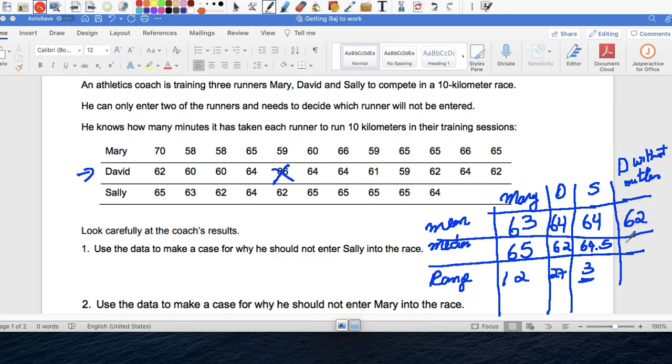Now Mary's not the best runner anymore. David is. If you took that bad day that he had, his median stays at 62, but his range drops to 5. So he's really more consistent now. Okay, so again, we're pushing. I don't know if it's fair to take that bad day out of his data. I know it's part of his trial.